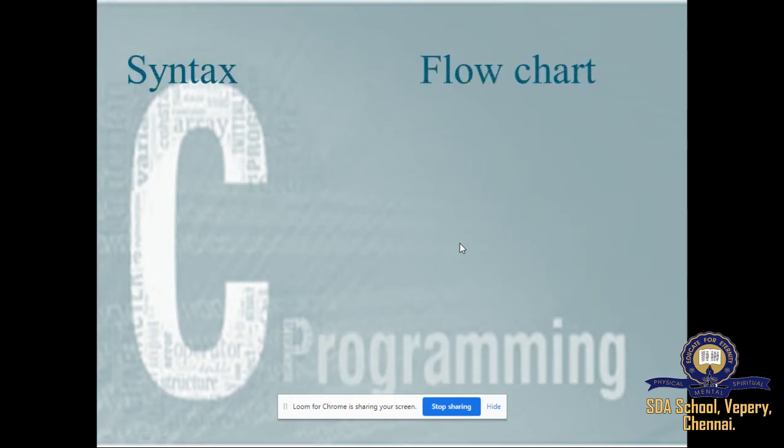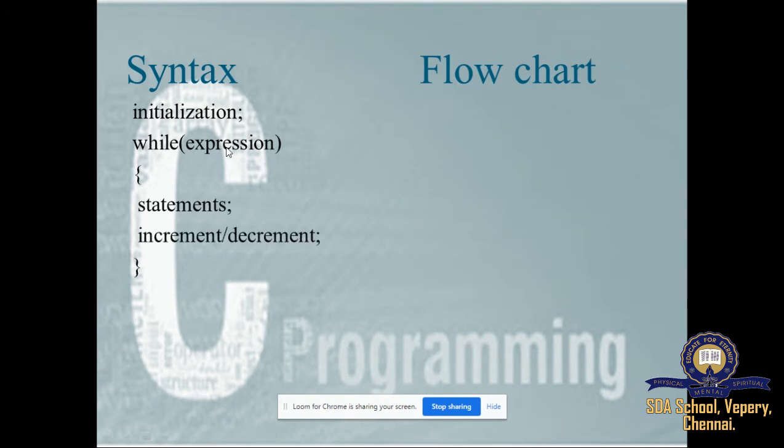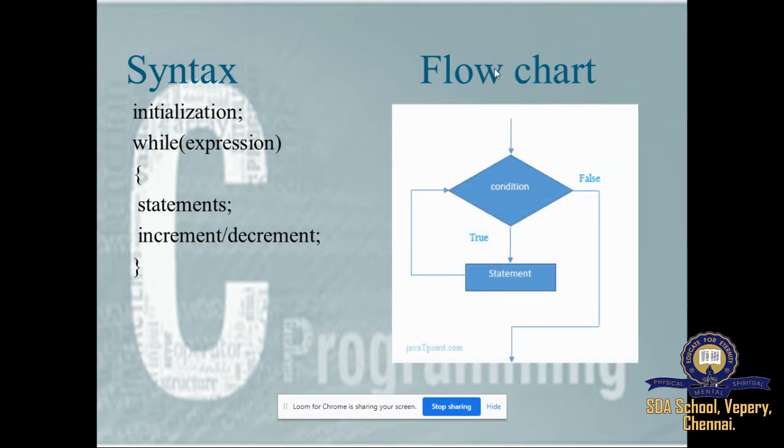The syntax for the loop: first initialization, the first of three operations, then while the expression, which is nothing but the condition checking, and then the statements within it, then you have the increment and decrement within this loop. And this is your flow chart. First you check the condition, then if it is true, you execute the statements. If it is false, it comes out.